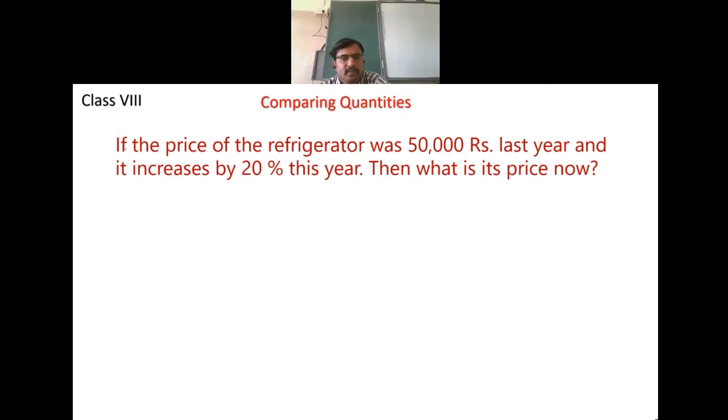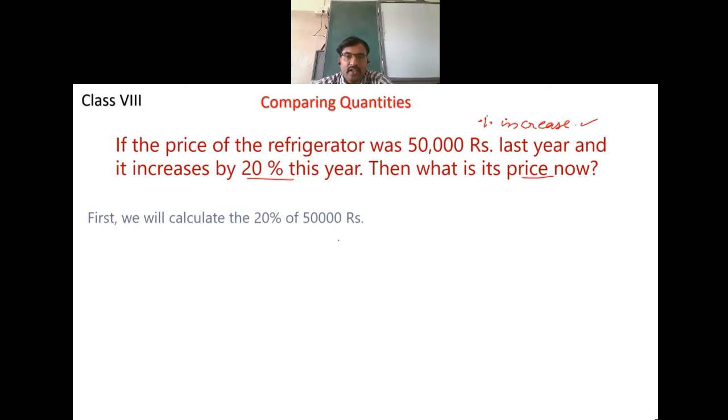The question here is: if the price of the refrigerator was 50,000 rupees last year and it increases by 20% this year, then what is the price now? So this is a percentage increase. 60,000 is the answer, somebody said.